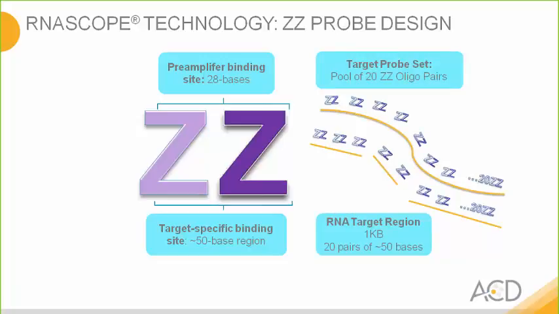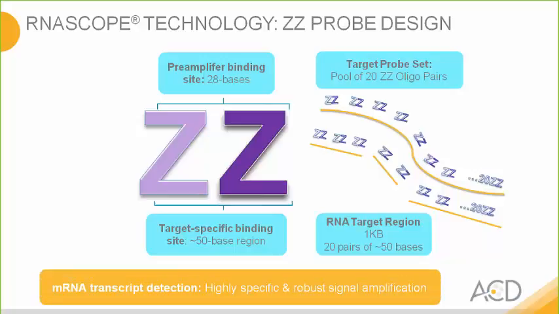The standard 20 double Z oligo design can target intact RNA as well as fragmented regions of RNA. The RNA target region covers about 1 kb, or 20 pairs of about 50 bases. The mRNA transcript detection is highly specific and provides robust signal amplification.